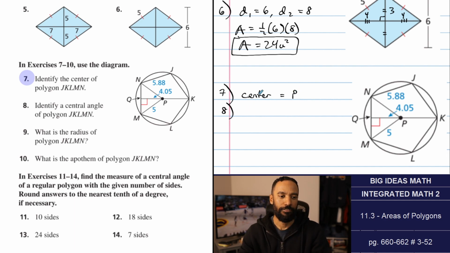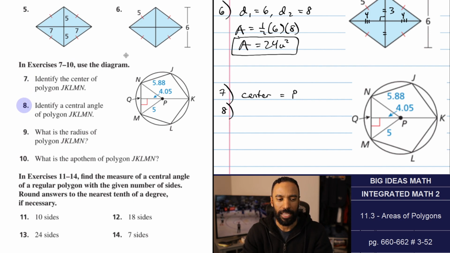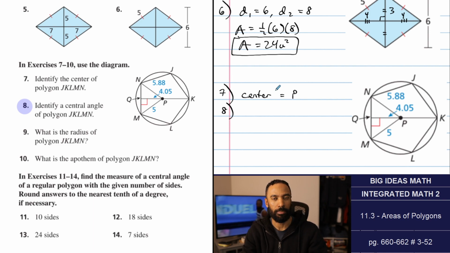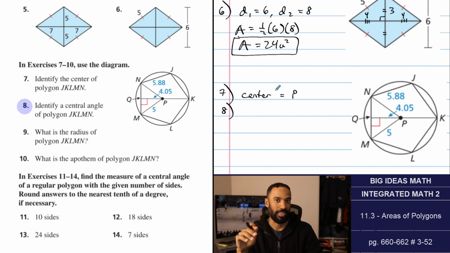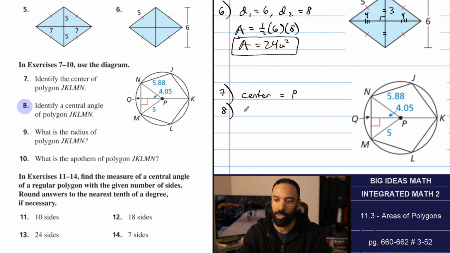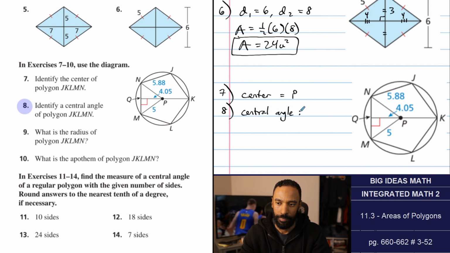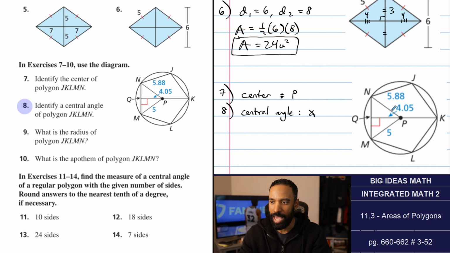Number 8, identify a central angle of polygon JKLMN. I don't know if they mean central angle measure or just a central angle. Actually, they kind of told us from the section before. They talk about the apothem, right? They said an apothem is one of the segments, whereas the apothem is the length. So for a central angle, I assume they're referring to just a name. I want to put colons here, not equals. Central angle could be angle NPM.